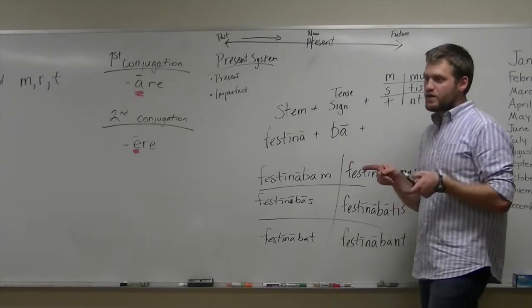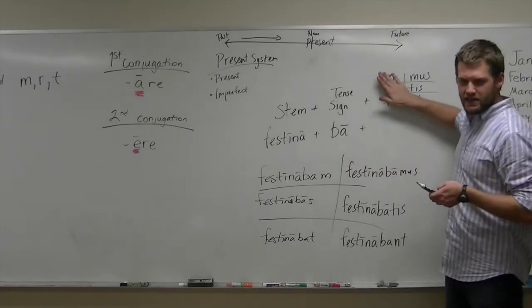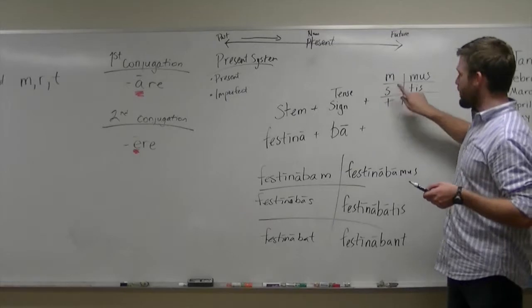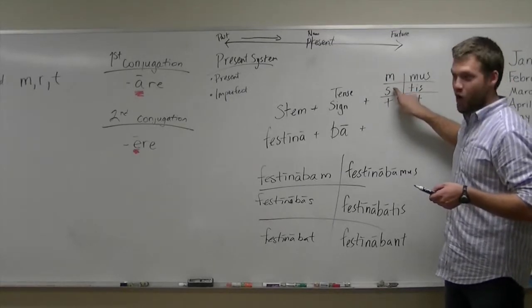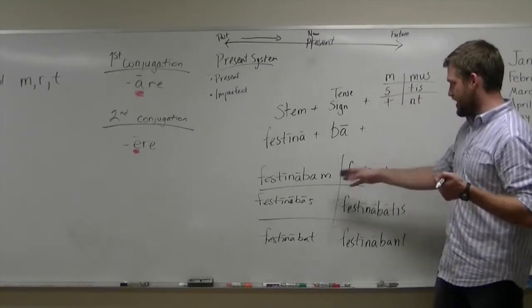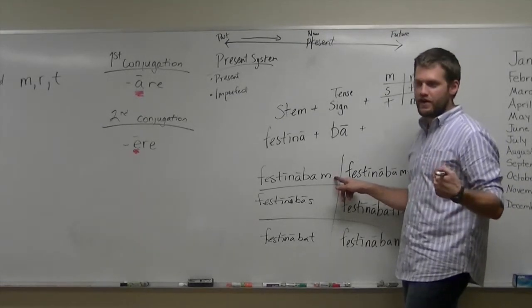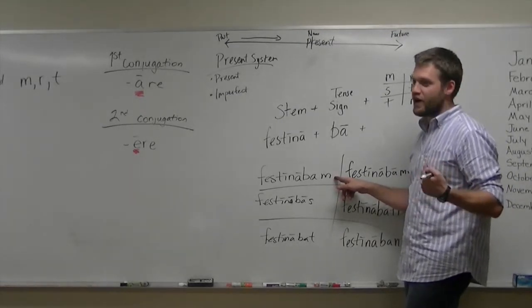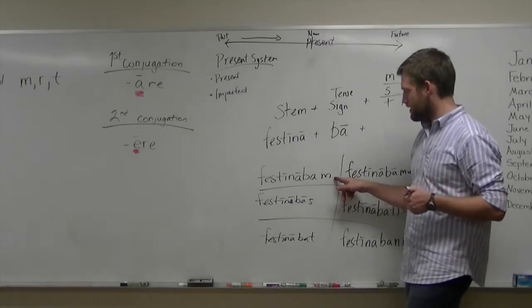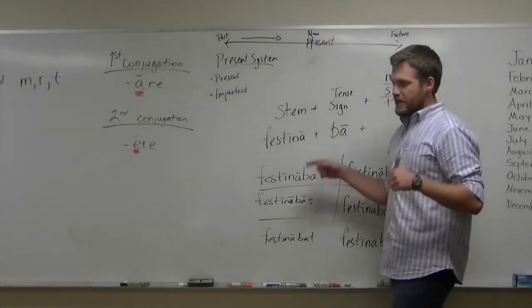The reason I don't is because when we want to make these passive in about 10 lessons, all we do is change the ending. That's all we have to do. To make it from, say, I was hurrying, festinabam, to I was being hurried, festinabar, with an R at the end instead of an M. Okay? So it is built in.